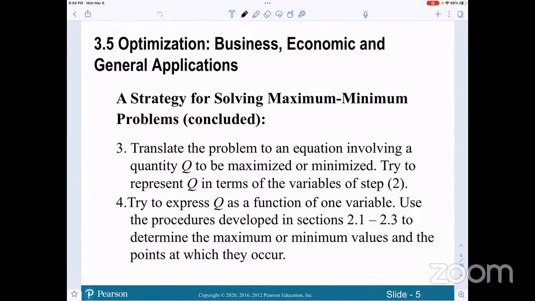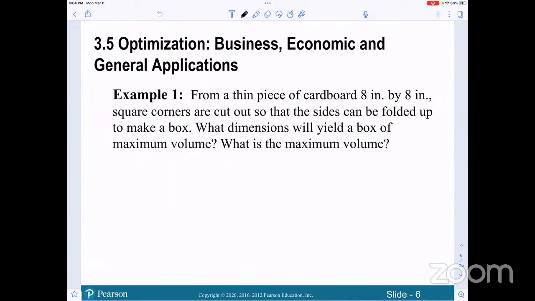So in this example, from a thin piece of cardboard, 8 inches by 8 inches, square corners are cut out so that the sides can be folded up to make a box. What dimensions will yield a box of maximum volume? What is the maximum volume? With this one, let's start by drawing a picture.